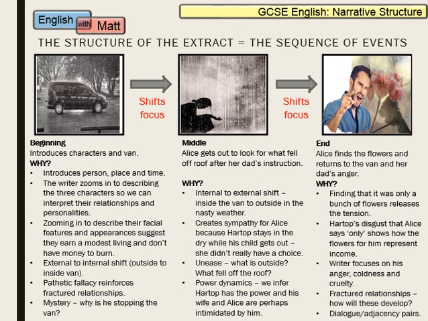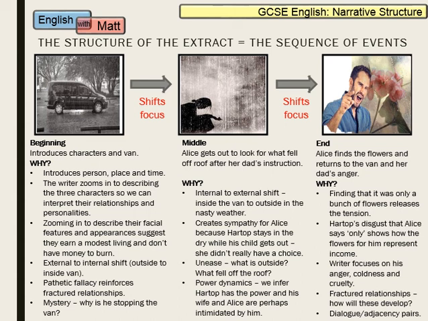So at the end, why has the writer structured the text with that ending? It could be that because it releases the tension, we know it was just a bunch of flowers. But from Hartop's perspective, those flowers mean money, and money means food on the table. So he's got to sell those flowers to make money and support his family.